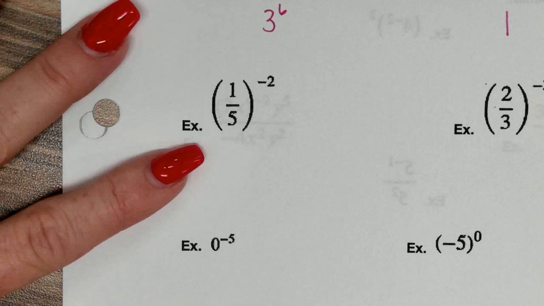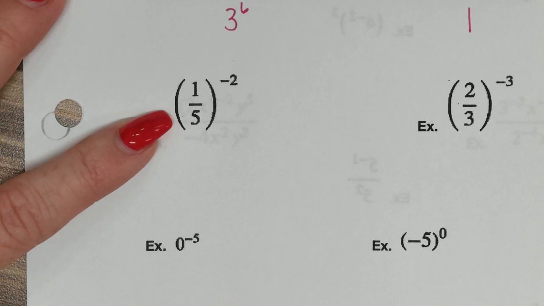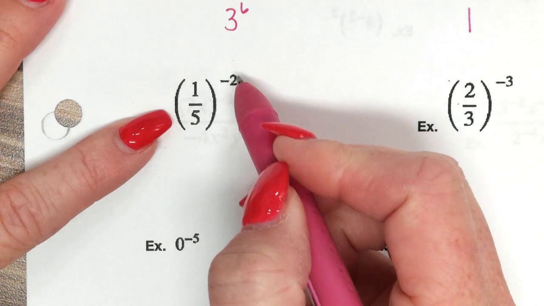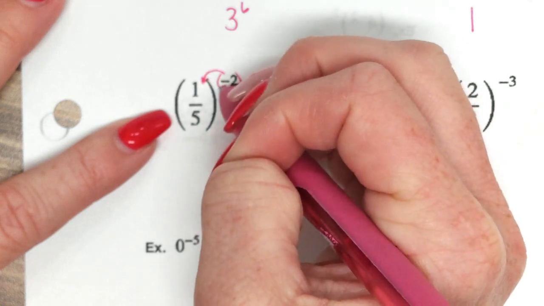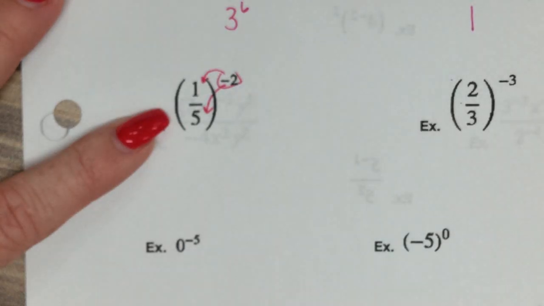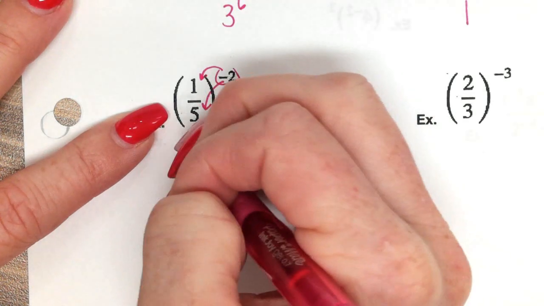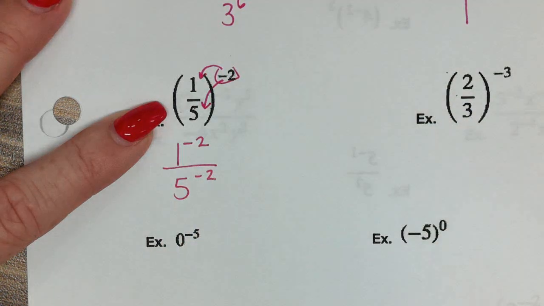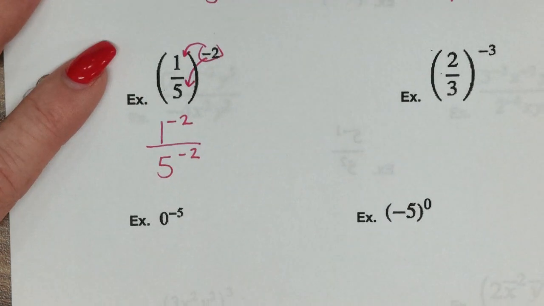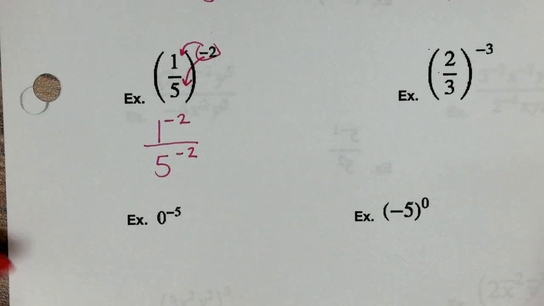Now, this one's interesting. What did we learn last week about anything raised to a power outside of parentheses? Everything inside the parentheses has to be raised to the power that's out there, right? Okay, so I have to raise 1 to the negative 2 power, and I have to raise 5 to the negative 2 power. So both have to be raised to the power. Now I can go deal with my negative exponent rule.